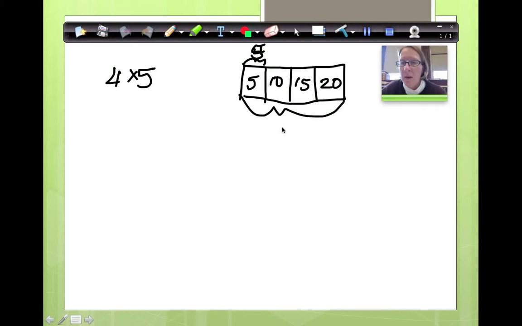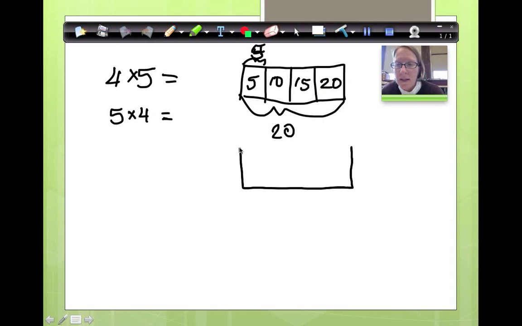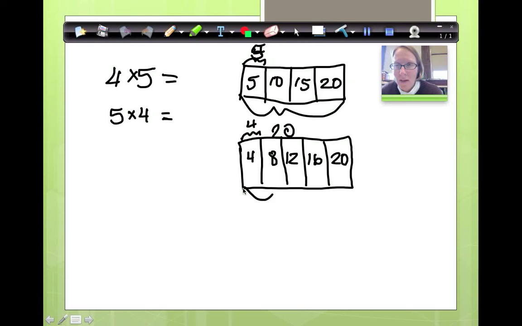Well, let's flip it around. Let's see if that's the same. What if we have 5 groups of 4? What does that equal? Okay, now draw the same size because I think they're going to both equal 20, but let's see what that looks like. We need 5 groups. Here we go. 1, 2, 3. Okay, now do we have 5? 1, 2, 3, 4, 5. Okay, so 5 groups of 4. So this is going to be 4. Okay, if that's 4, then this would be 4. This would be 8, 12, 16, 20. Sure enough, this also equals 20. So 4 times 5 equals 20, and 5 times 4 equals 20.